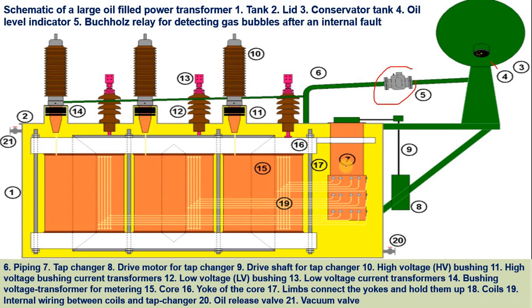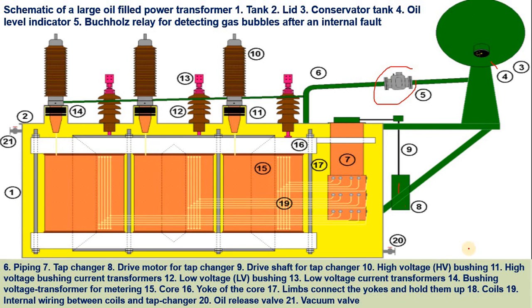Number 7 is the tap changer. This assembly is of the tap changer. Next, number 8 is the drive motor for the tap changer. Then next is a drive shaft for the tap changer. This is the shaft by which the tap changer will move. These are the conductors of the tap changer.